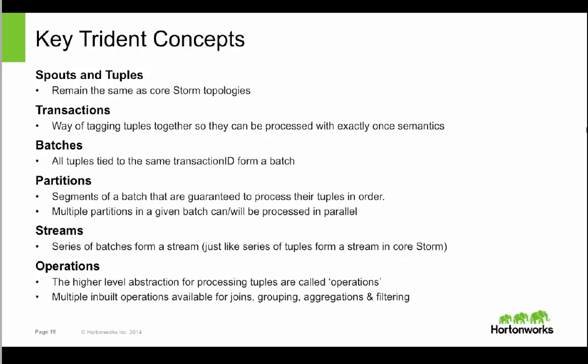So with Trident, the core data structure is still the tuple, and you still have spouts. But instead of writing bolts, you define filters, functions, aggregations, and persistent states for processing tuples. Trident comes with many of these predefined, but you can also write your own. Trident also batches tuples, and batches of tuples are assigned a unique ID, and that unique ID allows operations to be performed transactionally. That forms the basis of Storm's exactly-once processing guarantee. Trident batches can also be partitioned into smaller segments so they can be processed in parallel across multiple machines.